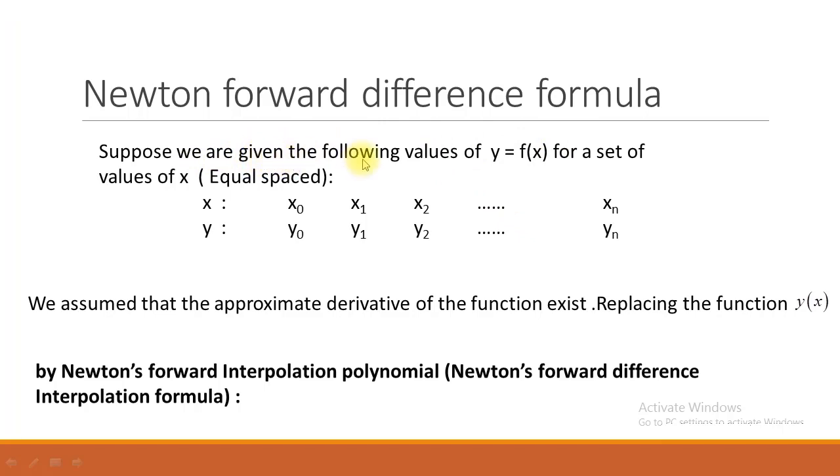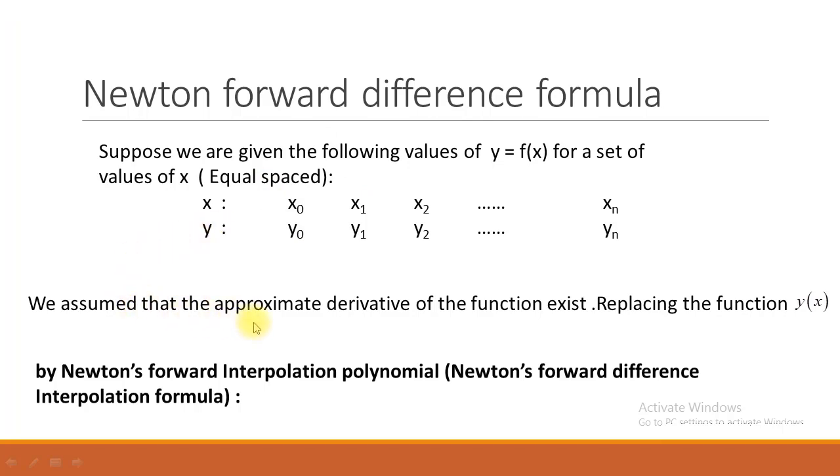Suppose we are given the following values for the function y is equal to f of x for a set of values of x, for example x is equal to x0, x1, x2 up to xn, and the value of y for x0 is y0, for x1 is y1, for x2 is y2, and so on. The value of y for xn is yn. This data is equal space data. I have already told you about Newton forward difference interpolation formula and Newton backward interpolation formula, that these two formulas work for equal space data.